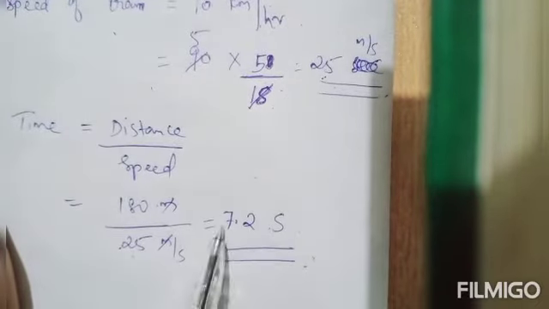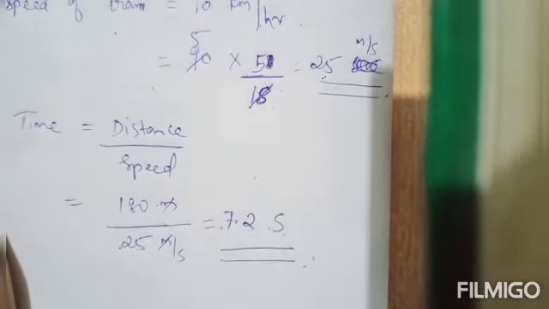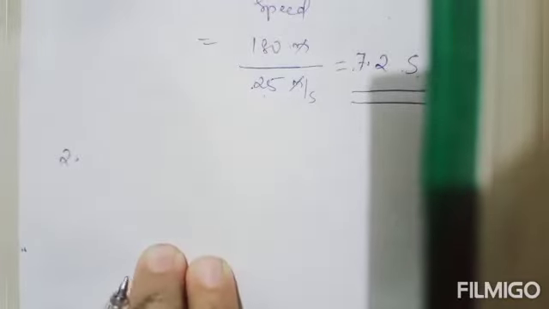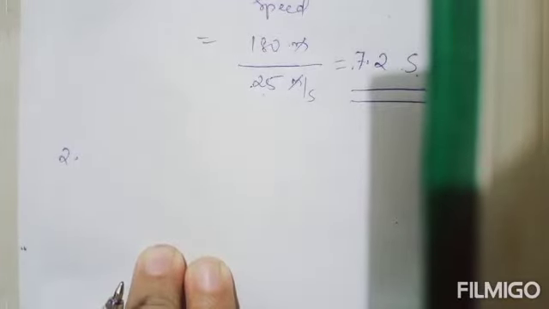So the answer is 7.2 seconds. Next is the second question. A train whose length is 150 meters passes a telegraph pole in 10 seconds. Find the speed of the train in kilometers per hour.